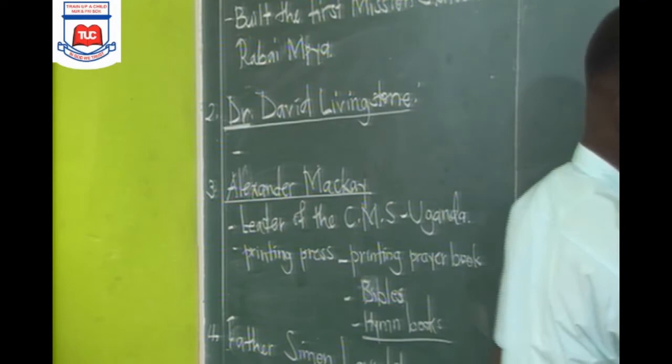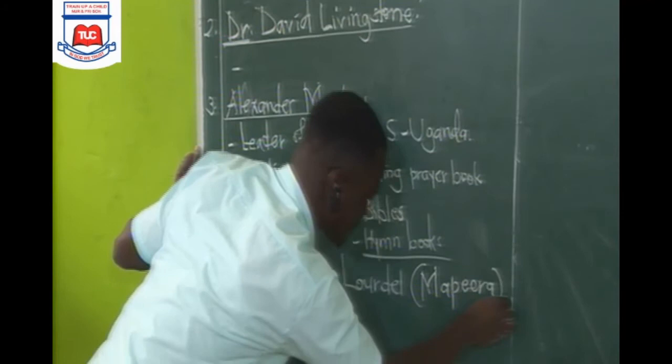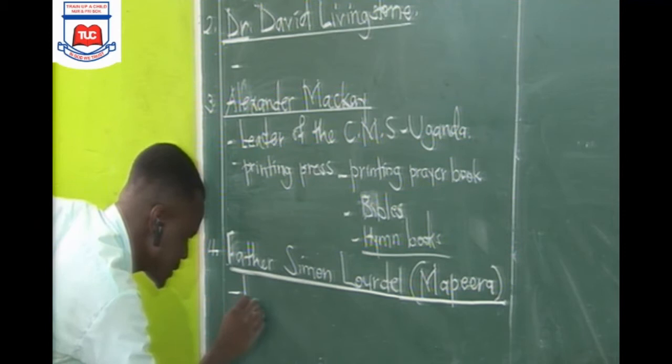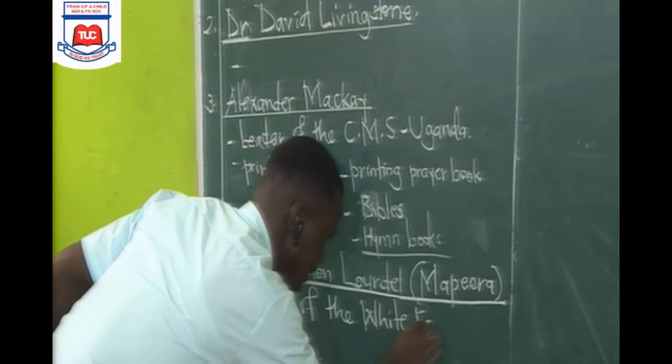Father Simon Lowdell. This is the name of the one who was nicknamed Mapera. Father Simon Lowdell, who was later on nicknamed Mapera. So this gentleman, we shall say he was the father, he was the leader. Father Simon Lowdell was the leader of the White Fathers. He was the leader of the White Fathers.